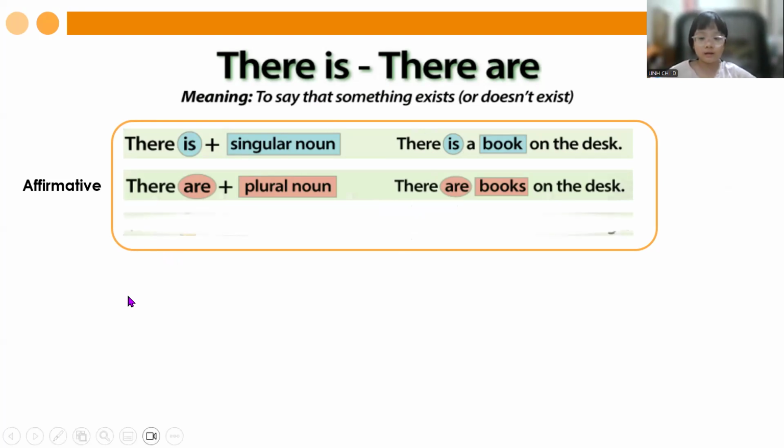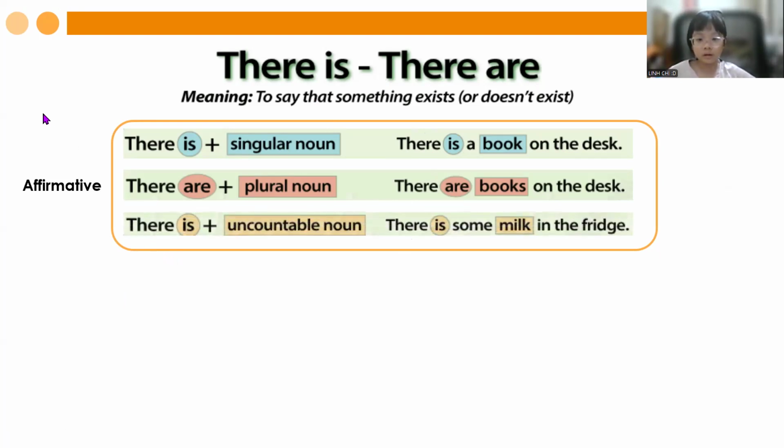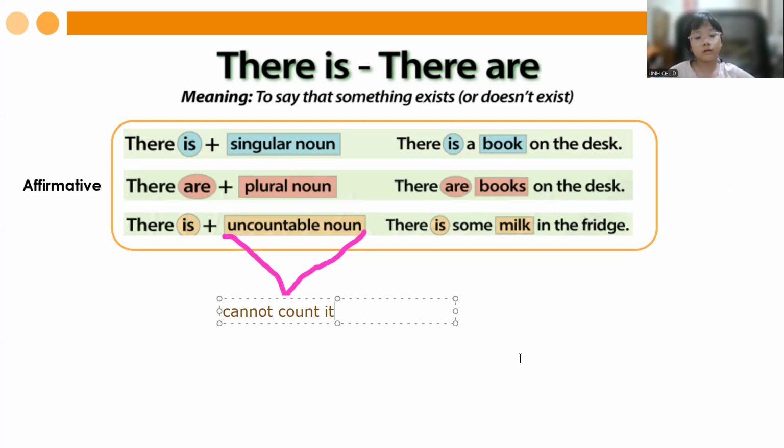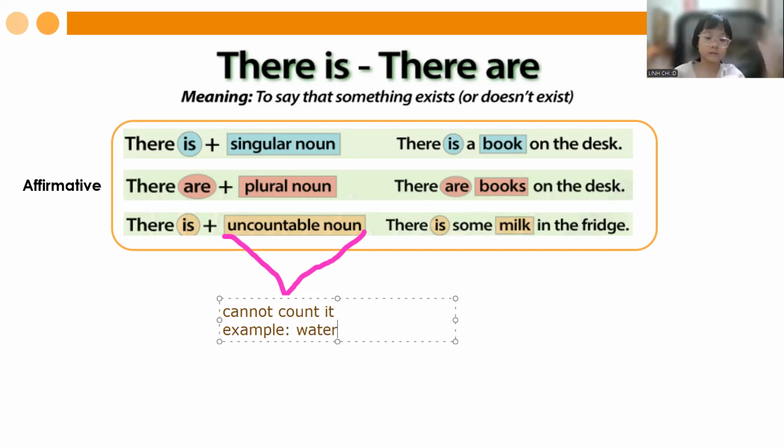Wow, very good. Okay, now we also have there is plus uncountable noun. All right, now, teacher, what is uncountable noun? When we say uncountable, that means we cannot count it. Okay, now what is an example of uncountable noun? So we have water. Can we count the water? No, we cannot. Okay. What else? Juice. Can we count the juice? No. Very good, Mary.